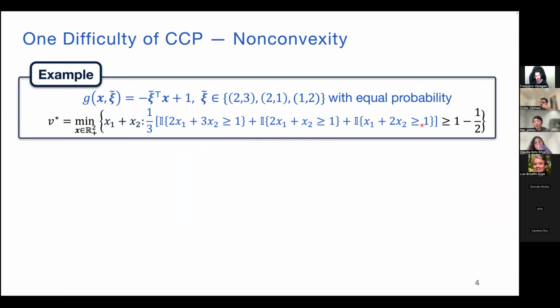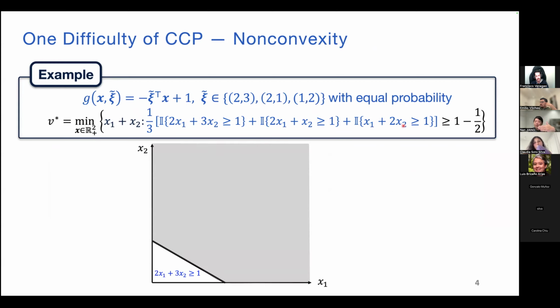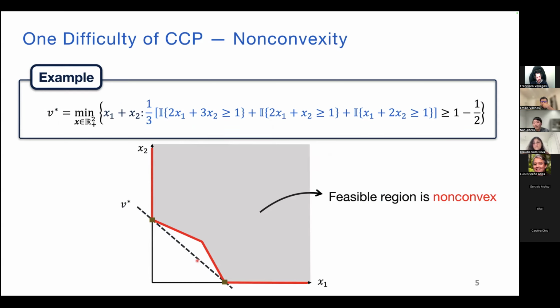We can draw the feasible region of this very simple chance-constrained program. The upper half space here shows that this constraint is satisfied. So this is the first constraint. We have 2 more constraints. We can draw their feasible regions for each of the corresponding constraints, and then we are going to choose 2 of them. We can see that the upper half space of the red curve is the feasible region. And this feasible region is non-convex.